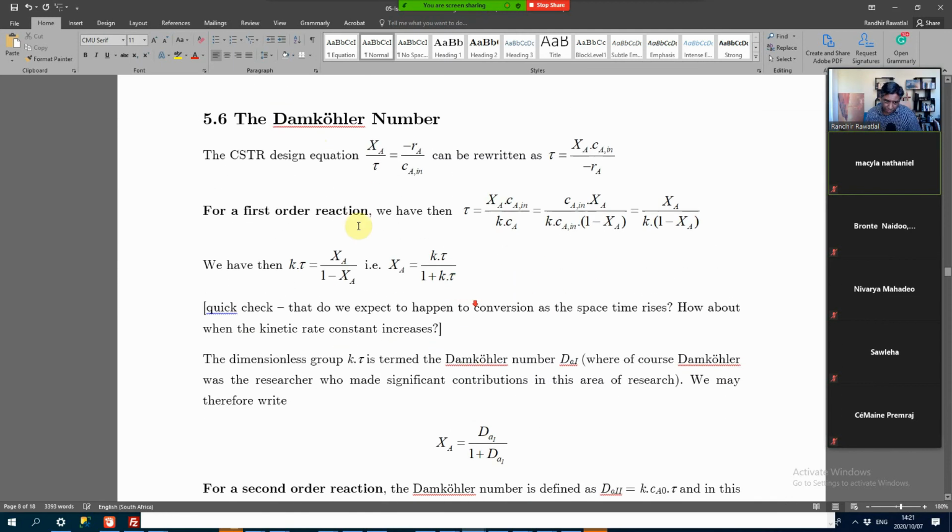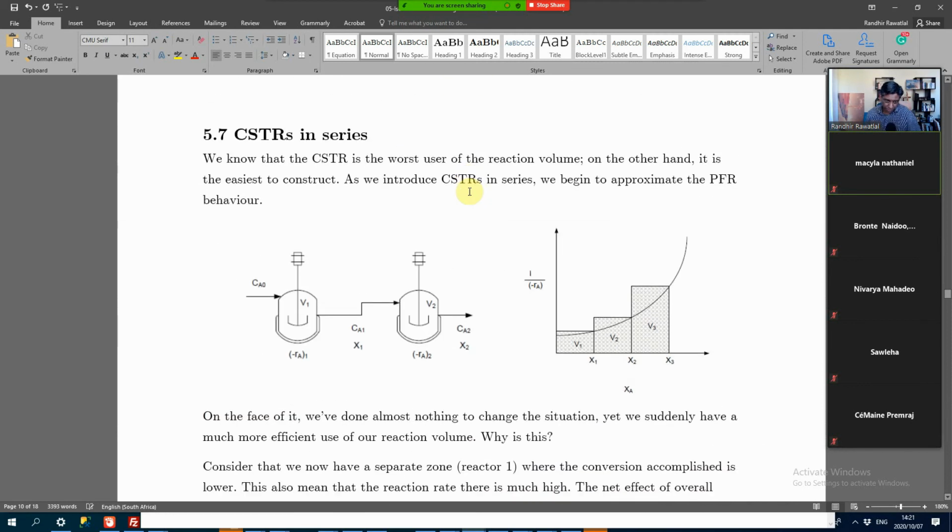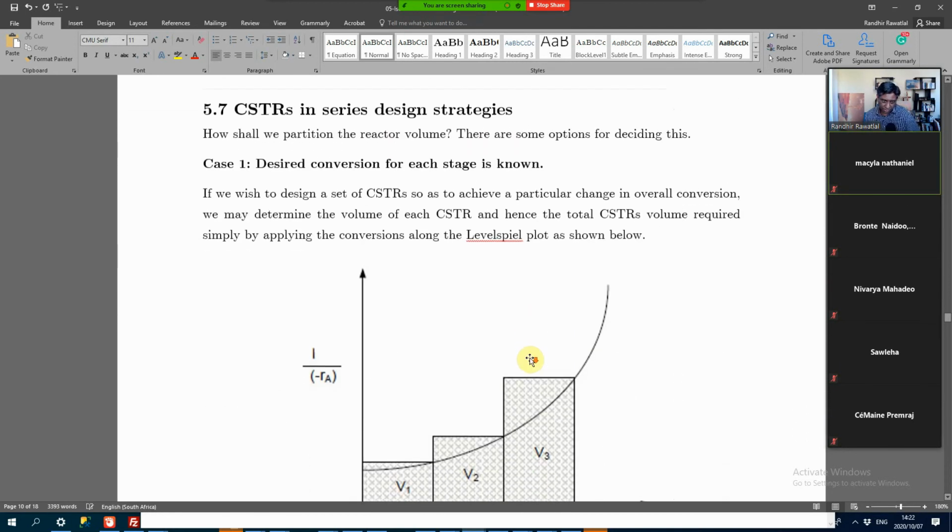Okay, then I mentioned here the Damköhler number. You can read about that. And so if we think about it, let's go back to the most standard type of problem where you've got a monotonic increase in 1 over Ra. So you've got this kind of behavior. And if we wanted to accomplish some specific conversion, let's say X3, if you use just one CSTR, clearly you are going to waste all this volume here. If you use a series of CSTRs, we can see that we are saving quite a lot of that volume. So that's what CSTRs in series give us.